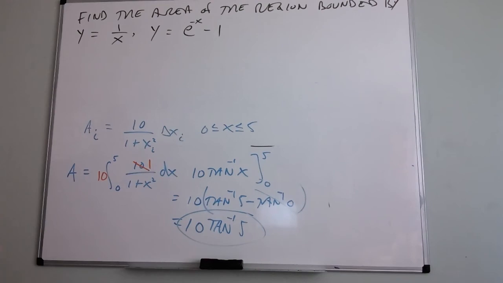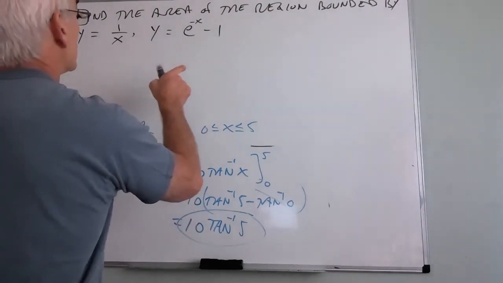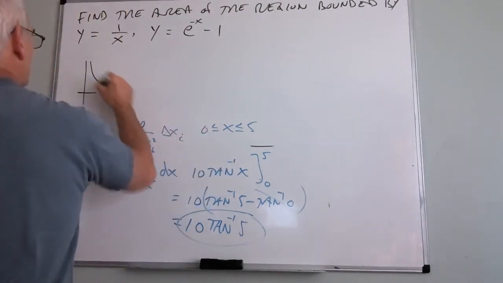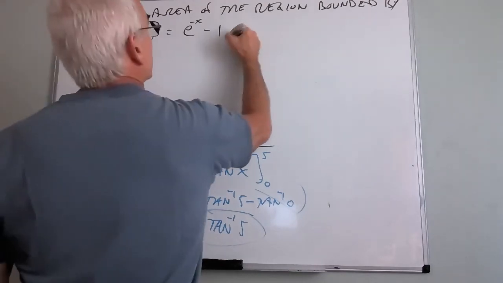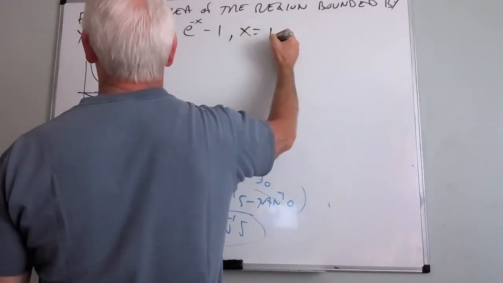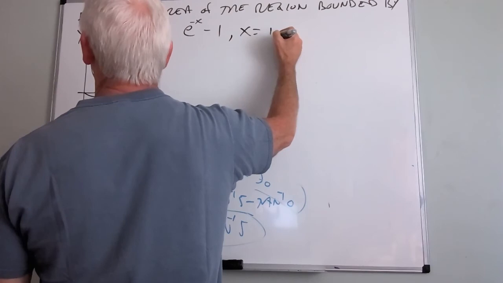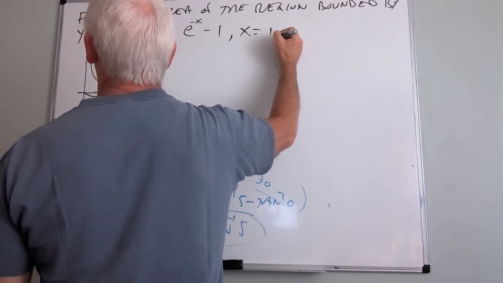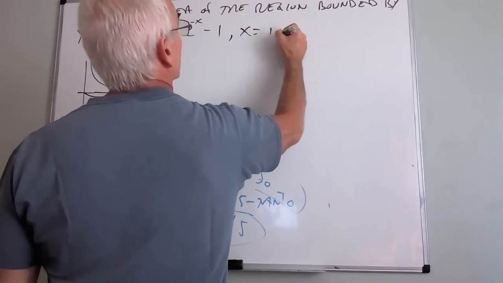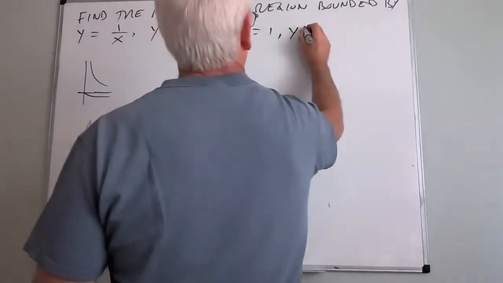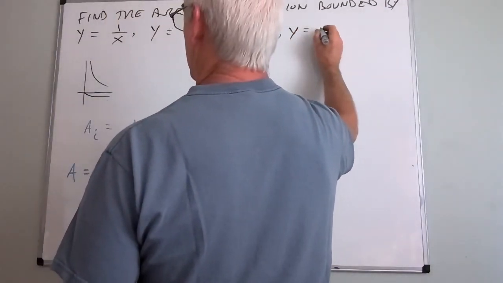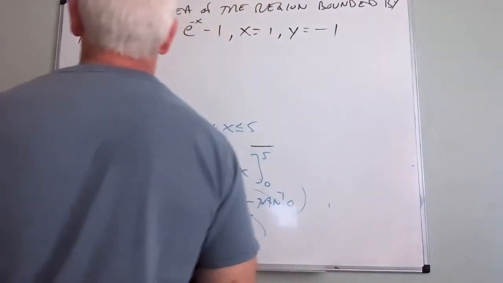And let's see. Make sure I get my picture. Hold on a second. X equals 1 and y, hold on a second, make sure I got that correct. X equals 1 and y equals negative 1. I think that's the last piece I want here.